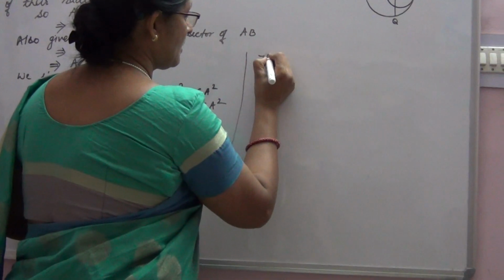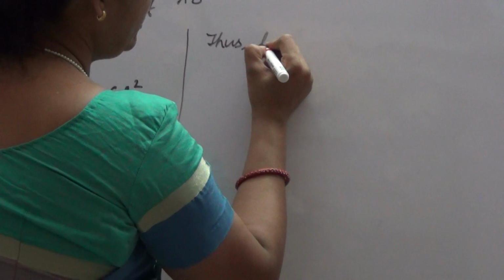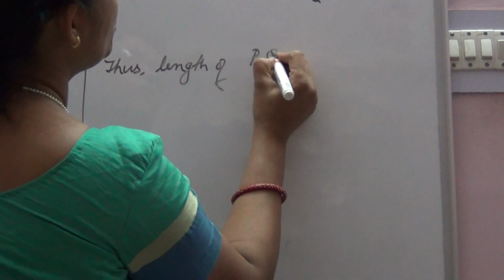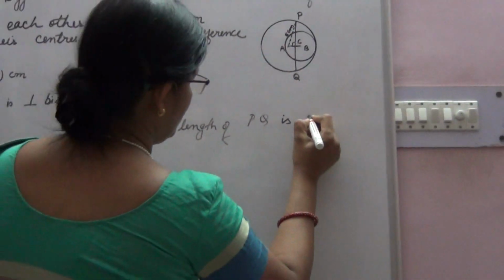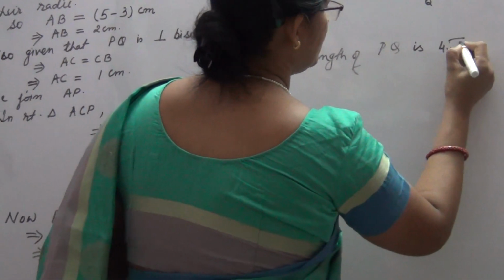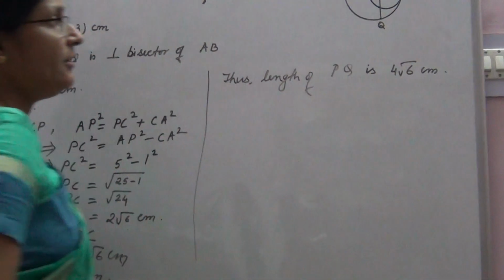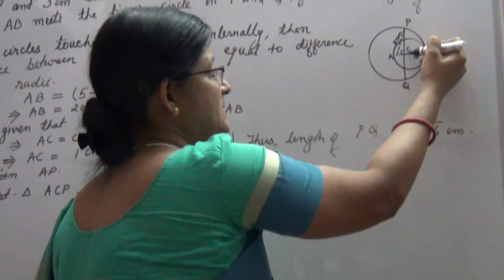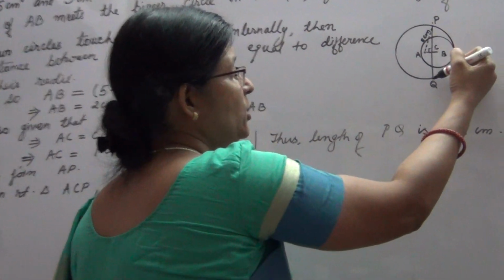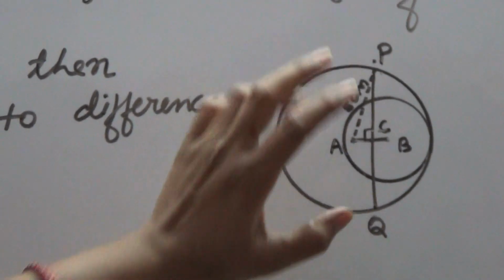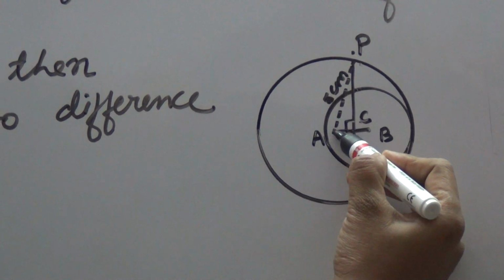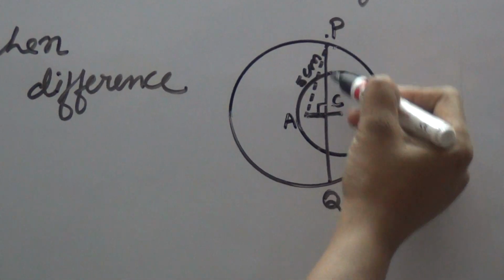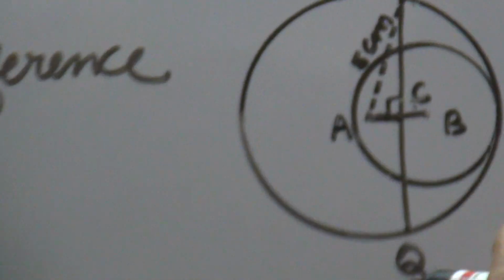Thus, length of PQ is 4 root 6 centimeter. Children, if you have doubt how PC is equal to CQ, you see that PQ is the chord and AC is also, A is the center and perpendicular, this is also perpendicular, bisects the chord. So PC is equal to CQ.